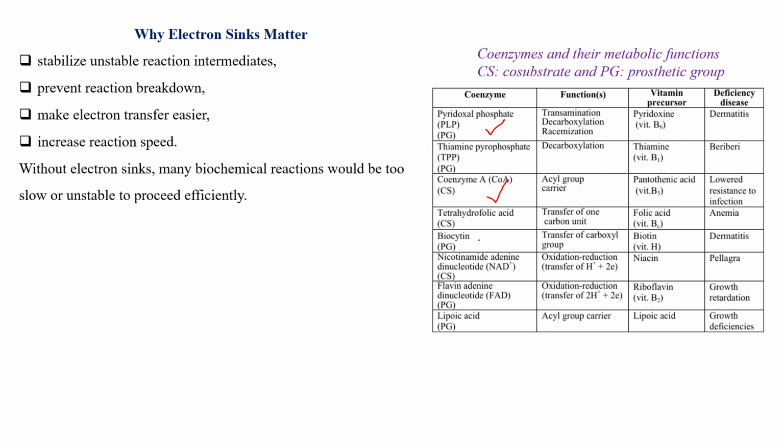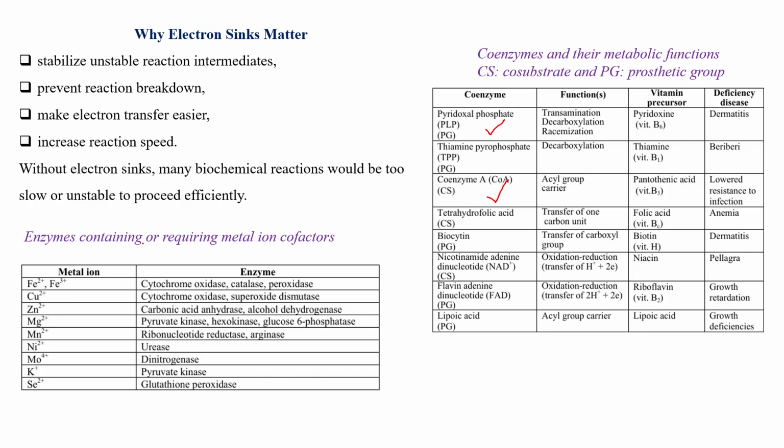We also have biocytin, NAD plus, which is nicotinamide adenine dinucleotide, and flavin adenine dinucleotide. All these are there. If you see CS in the table, CS means co-substrate. If you see PG, PG means prosthetic group. A co-substrate binds temporarily and, after the reaction, gets removed. But a prosthetic group, like I said earlier, is tightly bound and usually permanent.